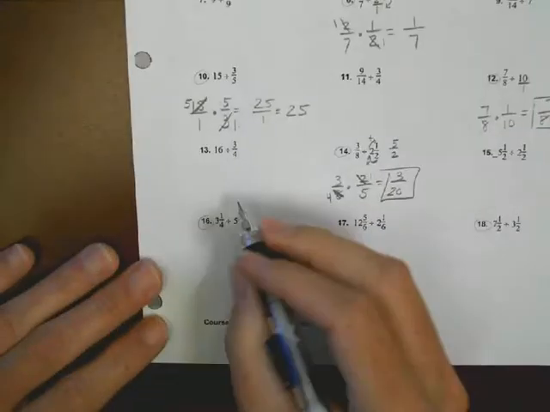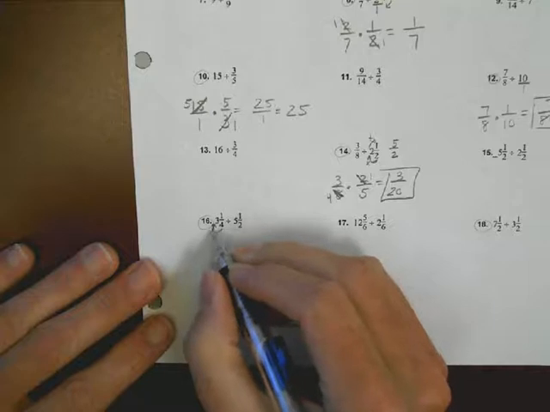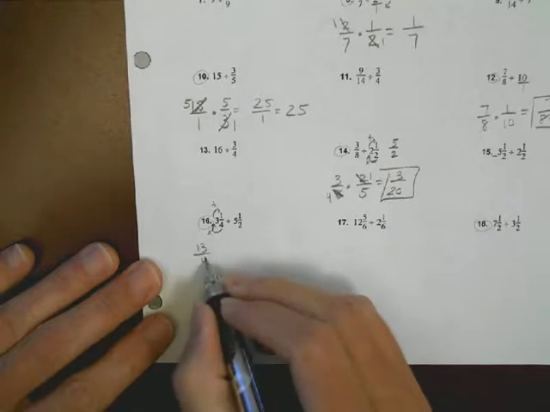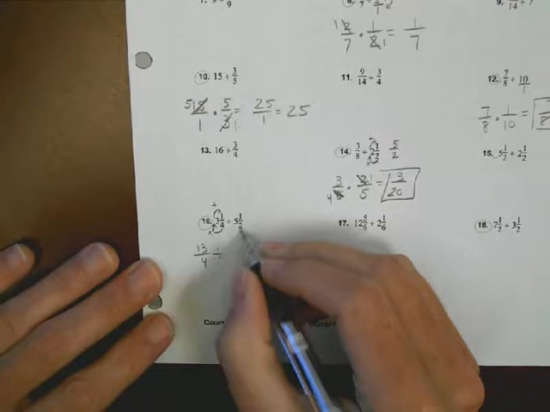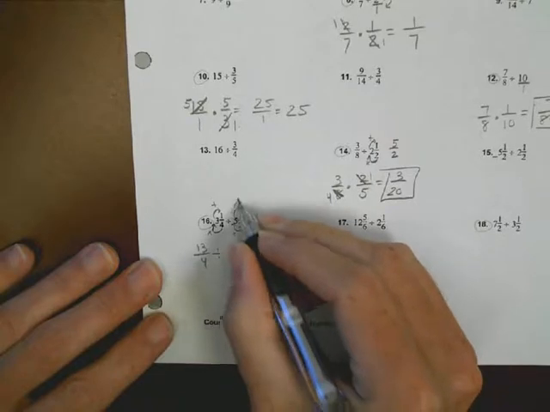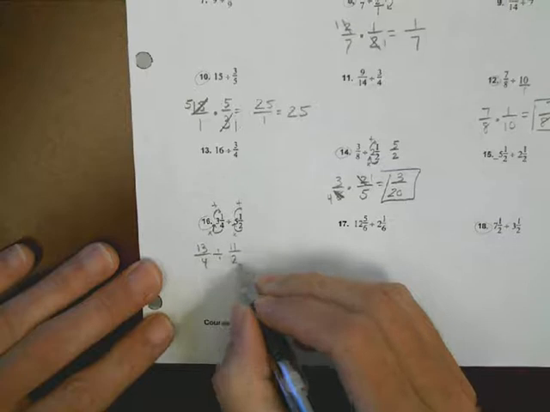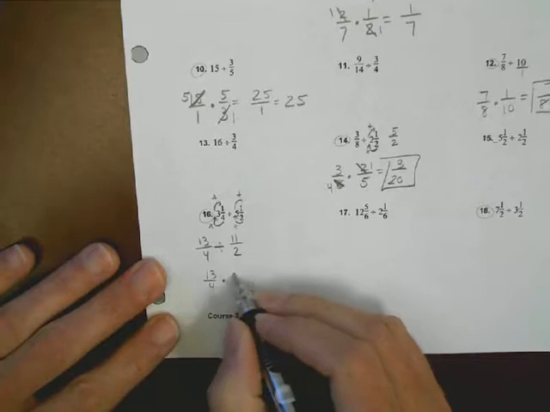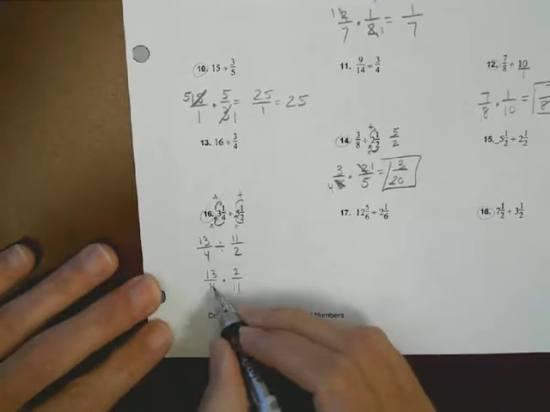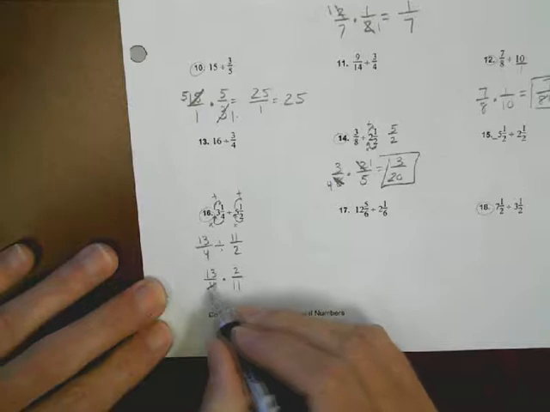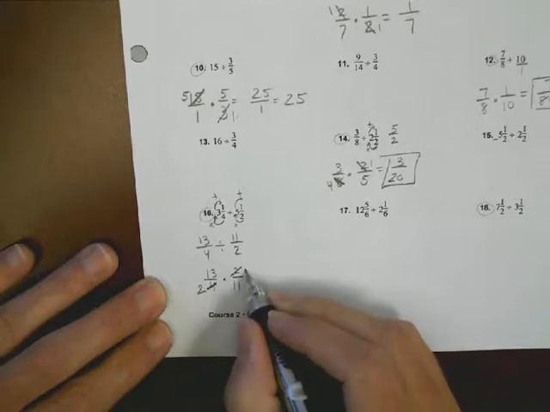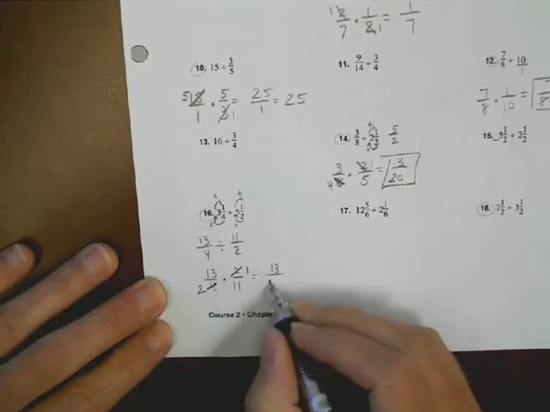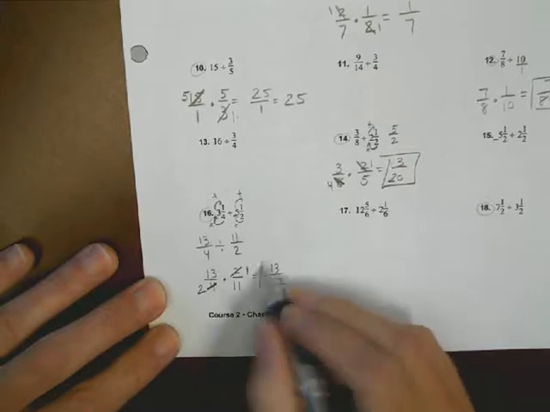Number 16, I have mixed numbers again. I'll do 4 times 3 is 12. 12 plus 1 is 13 over 4. This is still divided by 2 times 5 is 10, plus 1 is 11, so 11 over 2. Now we'll go through our process of writing it as 13/4 times, flipping it, 2 over 11. I notice here that I have a 2 and a 4. How many 2s are in 4? There are 2 of them. How many 2s are in 2? 1 of them. So now I'll multiply. 13 times 1 is 13, and 2 times 11 is 22. And that's all I can do on that one.